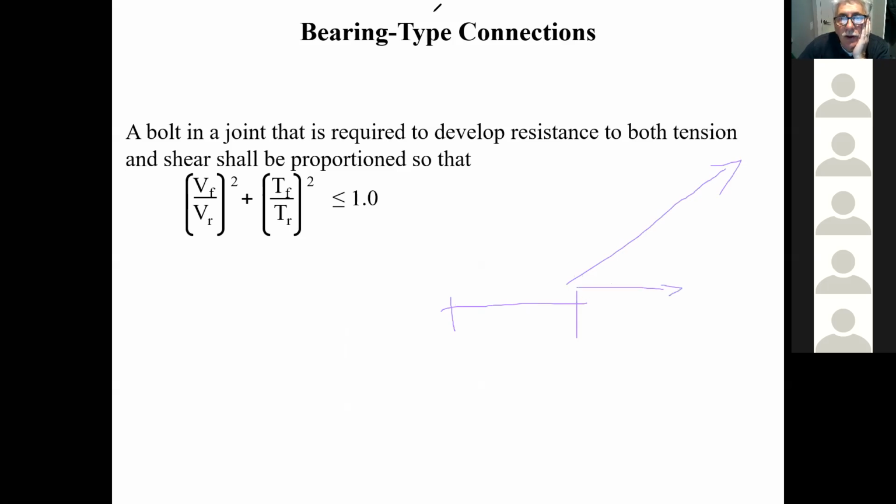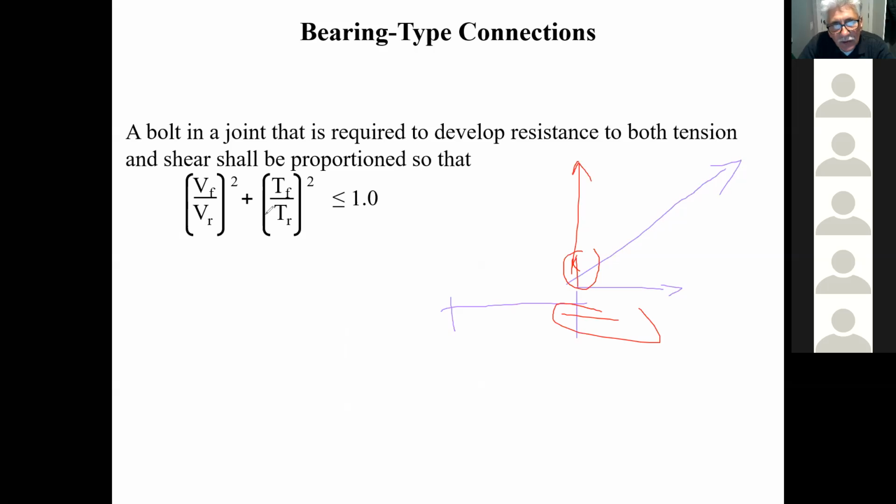Let me just change the color here. This element will not only give a shear force, but it is also going to give a tensile force to your bolt. Therefore, here you have both a tension and a shear in your bolt, and you would have to use this equation in order to solve your problem. But like I said, that is very rare.